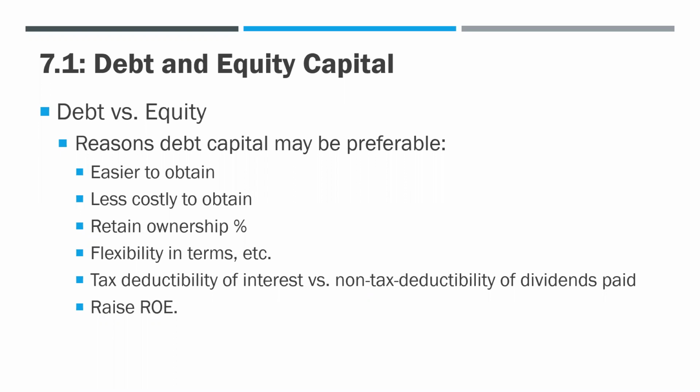So you can have some flexibility in terms, such as how long you decide to take the loan out for. Interest is usually pretty much fixed. A huge factor here is the fifth bullet point, and that's the tax deductibility of interest. Versus if you have investors that are wanting to receive dividends, dividends are not tax deductible. So interest is tax deductible, dividends are not.